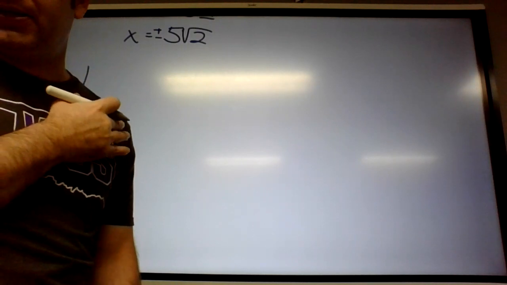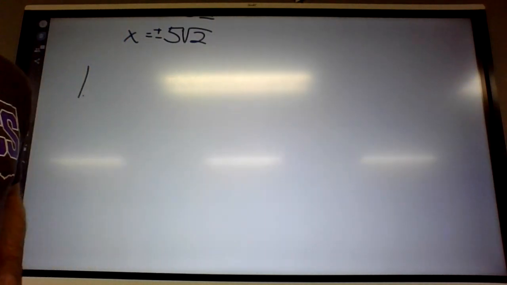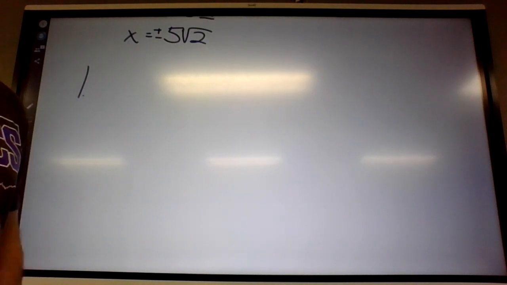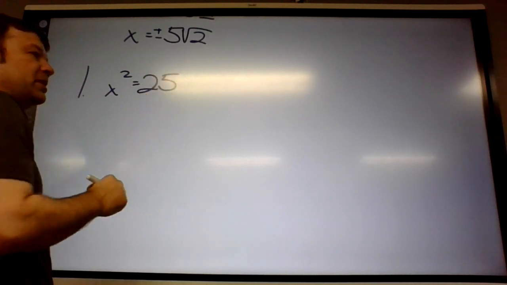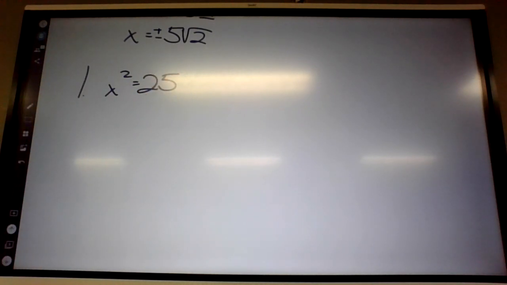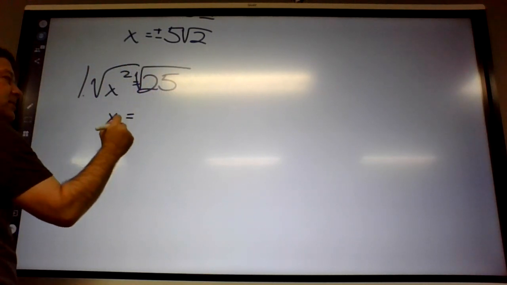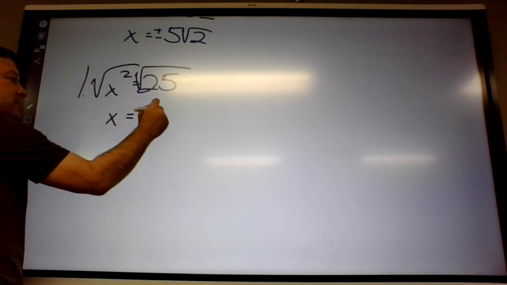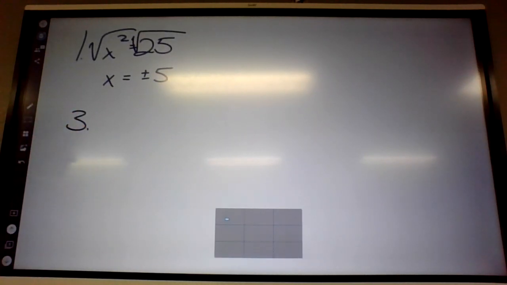Number 1. So all of these have positive and negative? Kind of, almost all. So, okay, we got x squared equals 25. So, Brooke, what do you think? What should we do? Square root it, yeah. The square root of 25 is 5, but the answer is actually positive or negative 5. Easy peasy.